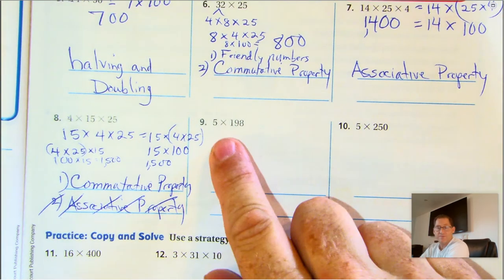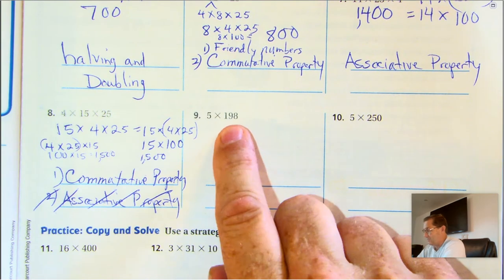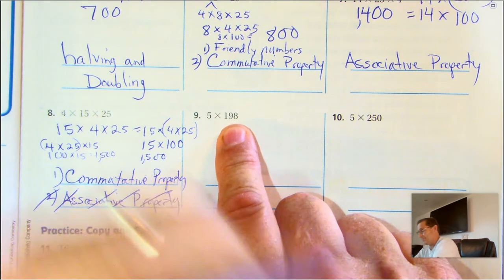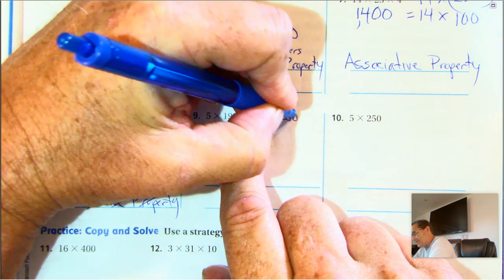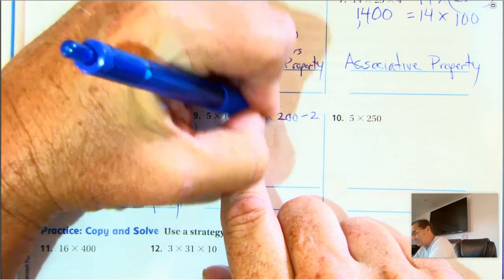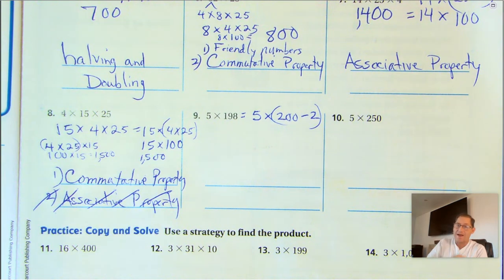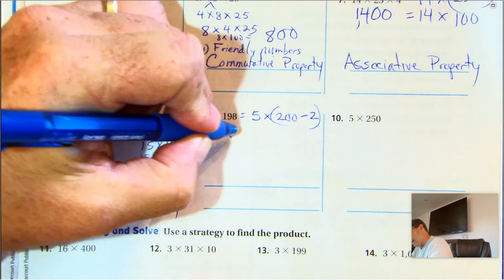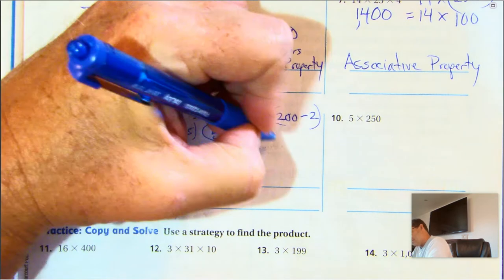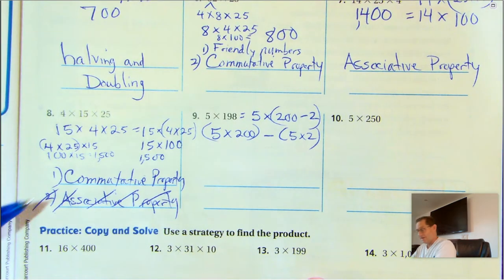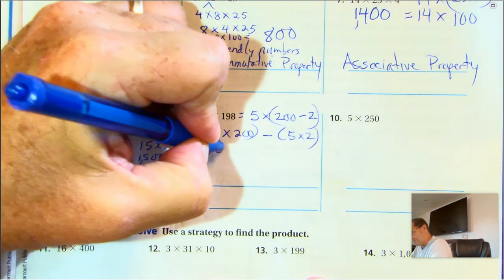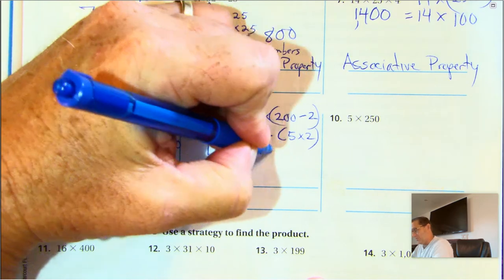All right, now 5 times 198. I like this one because it's really close to 200. So I'm going to change the 198 to 200, and I'm going to take away 2. So 5 times 200 take away 2 is the same as 5 times 200 minus 5 times 2. 5 times 200 is 1,000. Take away 10.